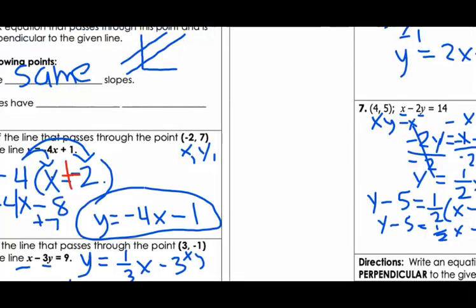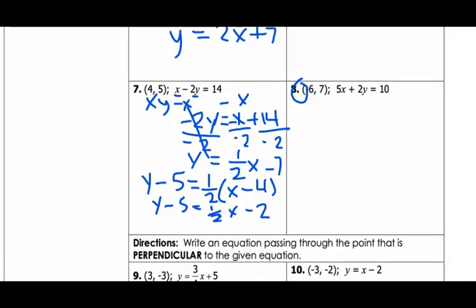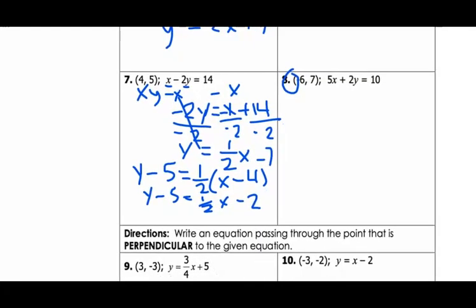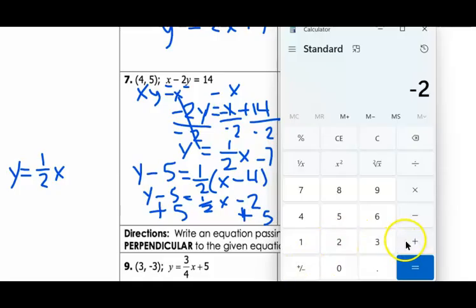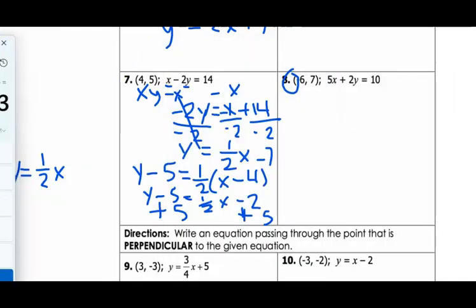All right, let's finish this one up. Try to get this over right there. So we're going to add 5 to this, add 5 to this, and your answer is going to be, I'll put it on the side here because I'll run out of room. y equals 1/2 x, and then negative 2 plus 5 is positive 3.